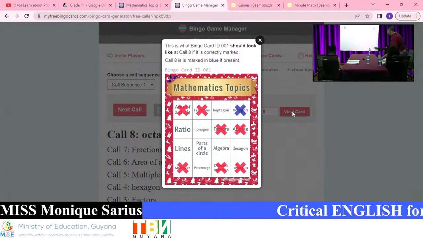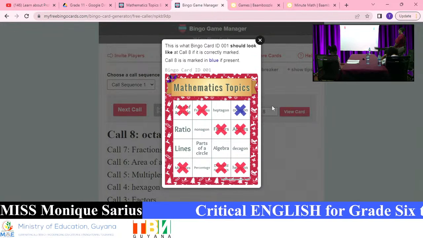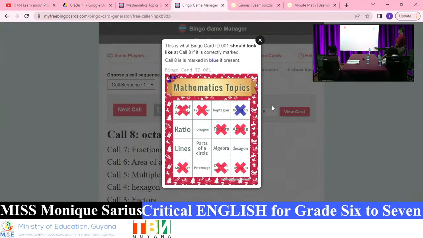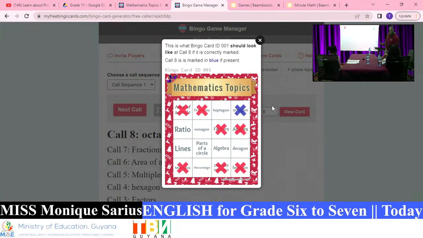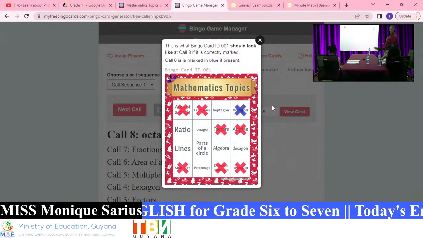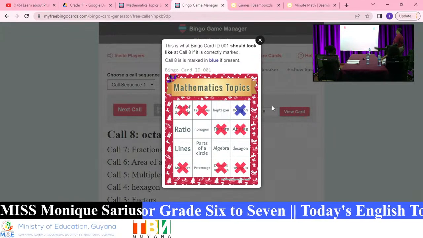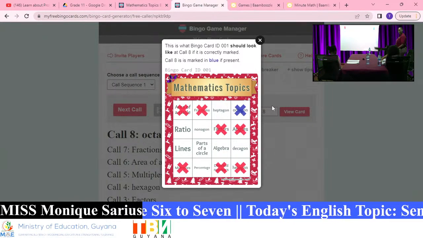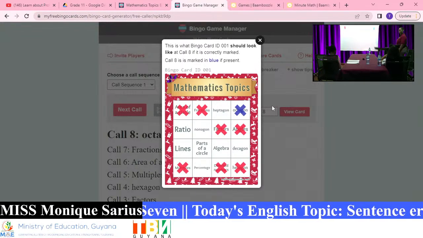Card number 1. Card number 1. Okay. Let me see the line you're looking at. Right across. So I am saying heptagon and not hexagon. Right, so clear the second to last. Yes. Do you have hex? No. Right, so that is incorrect.